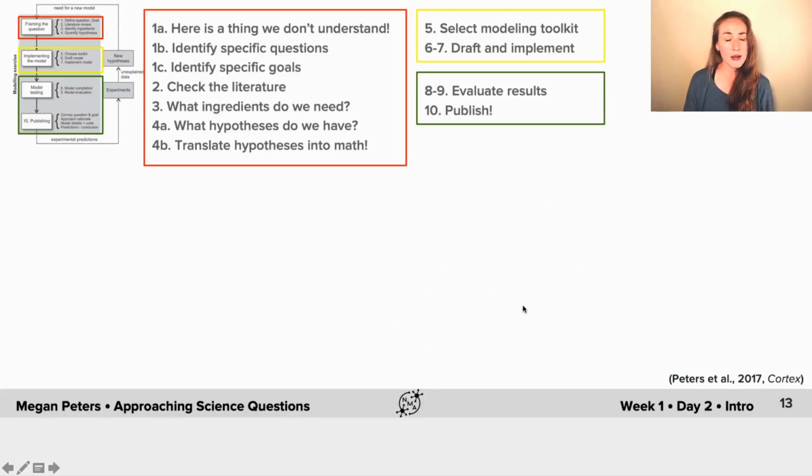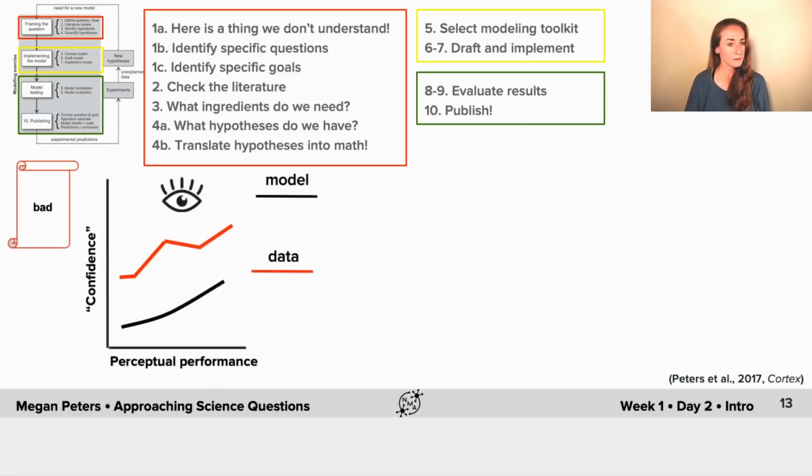Okay, so now that we've chosen our modeling toolkit, here are the results. We need to evaluate how well the models are doing. So first we fit the metacognitively aware, normative ideal observer model. And we see here, model is black, data is red. The model and the data are not overlapping at all when we plot perceptual performance versus confidence. This is terrible. This is a terrible fit. The metacognitively aware model basically has absolutely no idea what the people are doing. So the metacognitively aware normative ideal observer model is terrible.